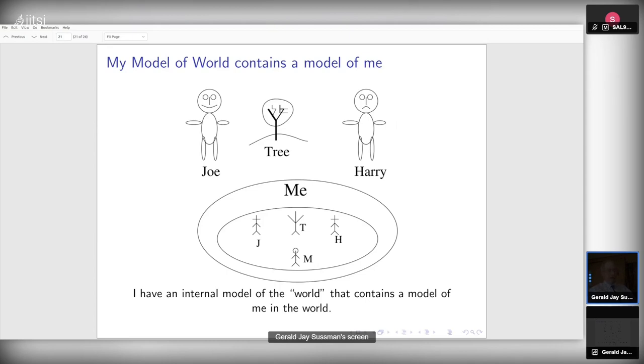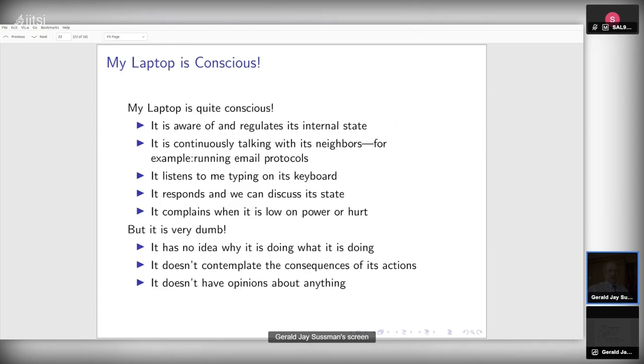We have already programs that are pretty smart, but not very conscious. And we have a certain amount of consciousness too in machines. My laptop is pretty clearly conscious. It is very dumb. Notice it is aware of and regulates its internal state. It's continuously talking to its neighbors, jabbering away with stuff on the network right now, talking to you. It listens to me typing on its keyboard and touching its mouse, as you can see. It responds, and we can discuss its state.